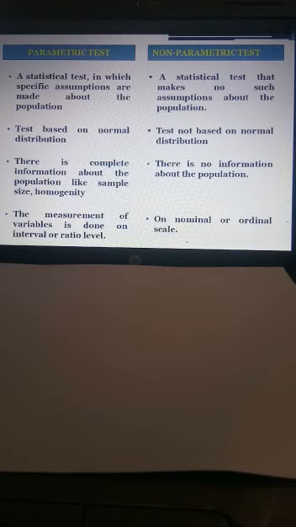Then the other difference: the parametric test works well on the interval scale and on the ratio scale. I hope you remember what the interval scale and the ratio scale are. When the variables lie on the interval and ratio scale, in that case we apply the parametric test. But when we have variables on the nominal and the ordinal scale, then we apply the non-parametric test. So parametric tests work well on the interval and ratio scale, and non-parametric on the nominal and ordinal scale.